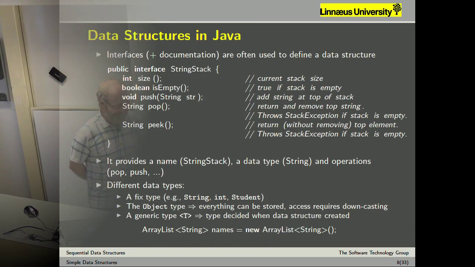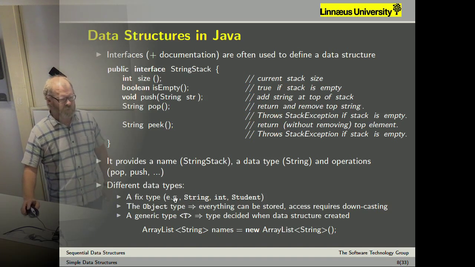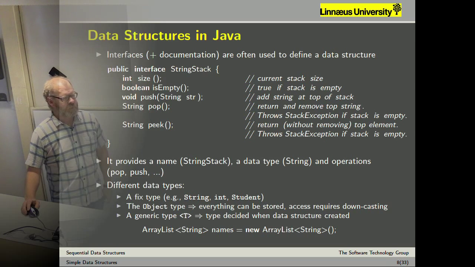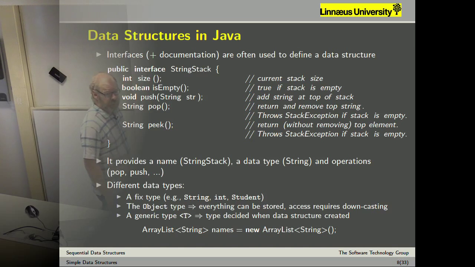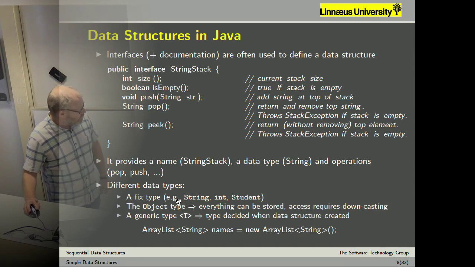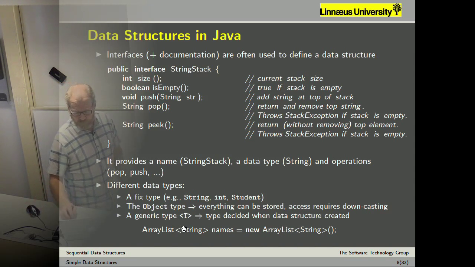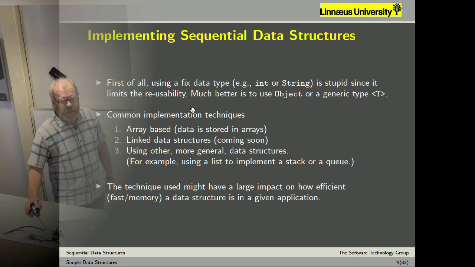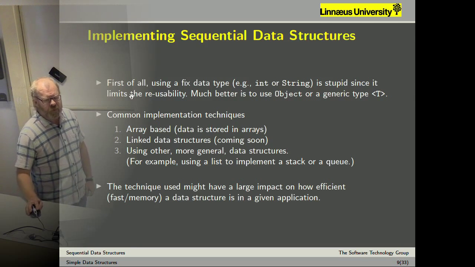Generic is always best. That's a good idea. Why is the fixed type not so good? Well, if you're implementing carefully a list of students, and then you need a list of teachers, then you have to redo all your implementation. So if we want to reuse our data structures, this is not a good option. Then these two are much better. So in general, using a fixed data type is stupid since it limits the reusability. Use the two other options.